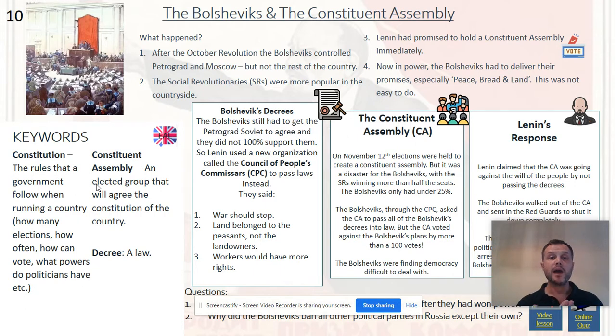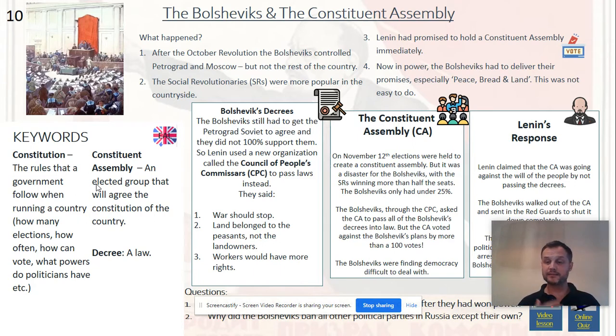So what's happened and where are we? The Bolsheviks have taken control, like we saw last lesson, but they only control Petrograd and Moscow. The rest of the country, which is 99.9% of the country, is mostly farmyard, mostly countryside, rural, and they do not follow the lead of the Bolsheviks. In fact, most of the rest of the country prefer a different group called the Social Revolutionaries, the SRs.